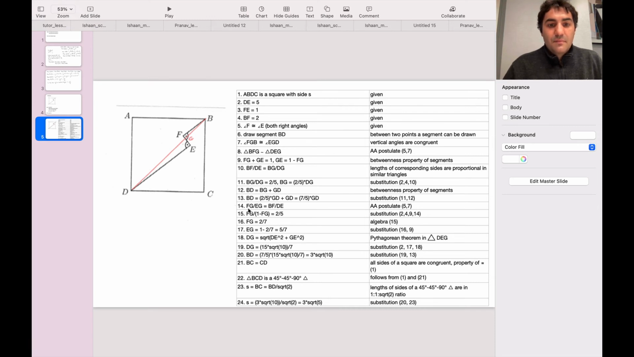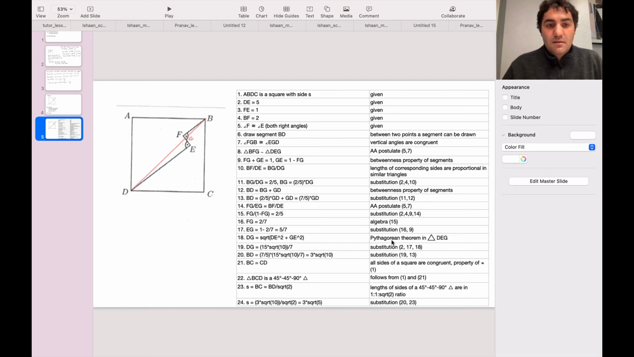Again, following from this similar triangles relationship in statement 5 and statement 7, we get FG divided by EG is equal to BF divided by DE. And we know that EG, which is also equal to GE, is equal to 1 minus FG. So we have FG divided by 1 minus FG equals 2/5. And if we solve this using algebra, we get FG is equal to 2 divided by 7. Therefore, EG, which is 1 minus FG, is equal to 1 minus 2/7, which is equal to 5/7.